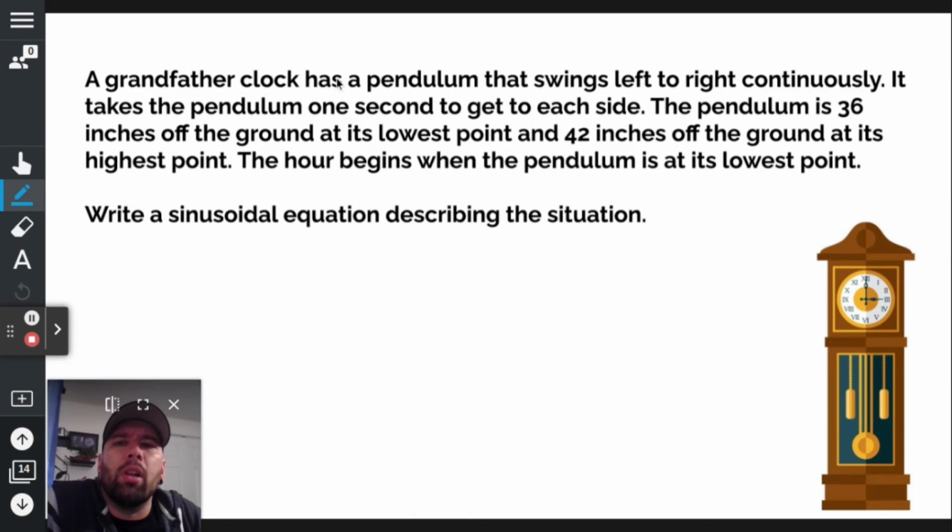A grandfather clock has a pendulum that swings left to right continuously. It takes the pendulum 1 second to get to each side. I wonder why. The pendulum is 36 inches off the ground at its lowest point, 42 inches off the ground at its highest point, and the hour begins when the pendulum is at its lowest point. Write a sinusoidal equation describing the situation.